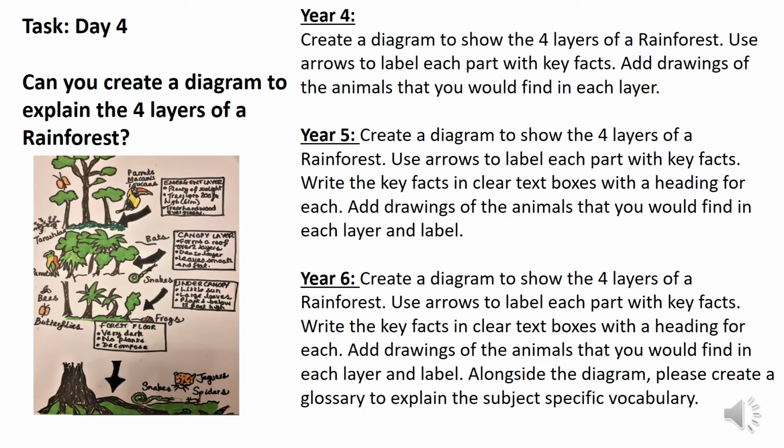Year 6. Create a diagram to show the 4 layers of a rainforest. Use arrows to label each part with key facts. Write the key facts in clear text boxes with a heading for each. Add drawings of the animals that you would find in each layer and label. Alongside the diagram, please create a glossary to explain the subject-specific vocabulary.